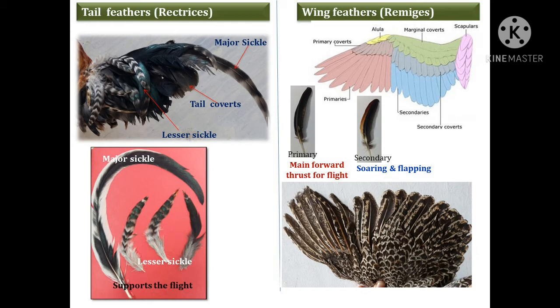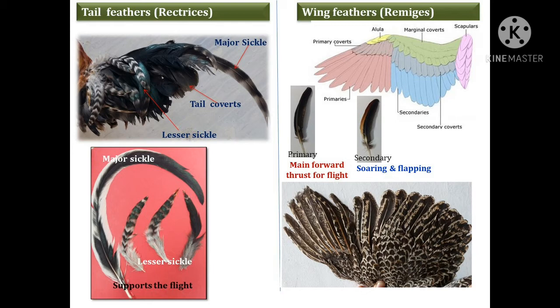The tail feathers are again divided into three types, that is the major sickle feather, which is very important in the identification of male and female birds, and is present only in the male bird. And the tail coverts, these are the small stiff feathers which are present below the major sickle feathers, and lesser sickle feathers, these are curly in nature and a little bit shorter than the major sickle feathers. The major sickle and the lesser sickle support the birds in flight.